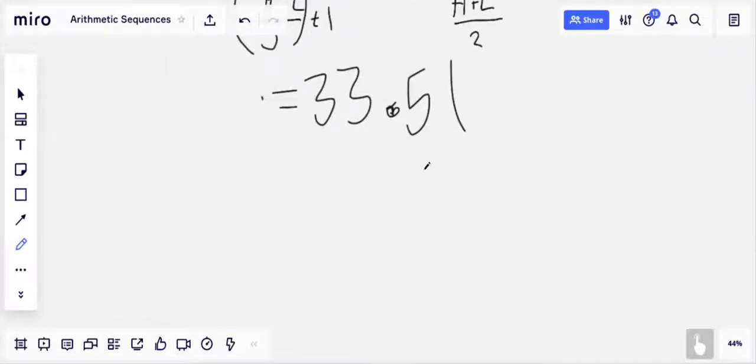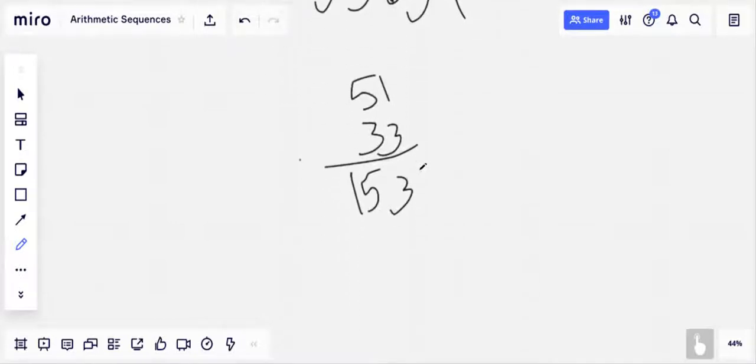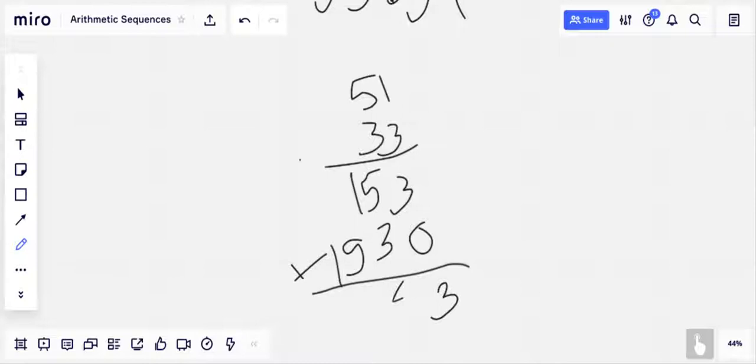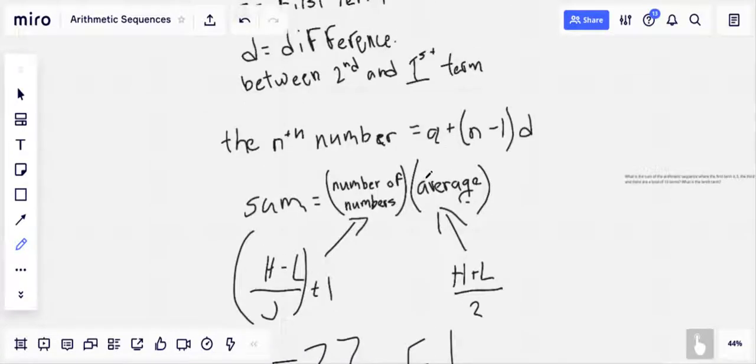So 51 times 33. So you would do 3, 15, and then another 3, 15. Did that wrong. So you would add a 0 here, then 3, and then 15, and then you would do 3, 8, 6, 1. So that is the sum of the multiples of 3 under 100.